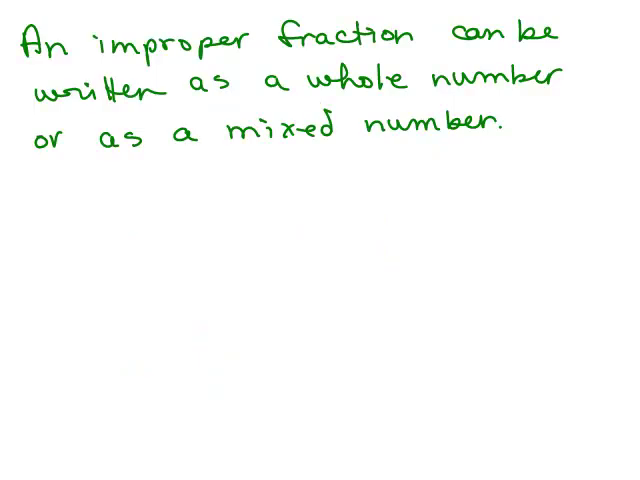Anytime you have an improper fraction, it can be written as a whole number or as a mixed number. So let's say you had 15/3. Remember, that's just 15 divided by 3. So the answer is 5. So I wrote this improper fraction as a whole number. So if when you divide the numerator by the denominator there's no remainder, you'll end up with just a whole number.